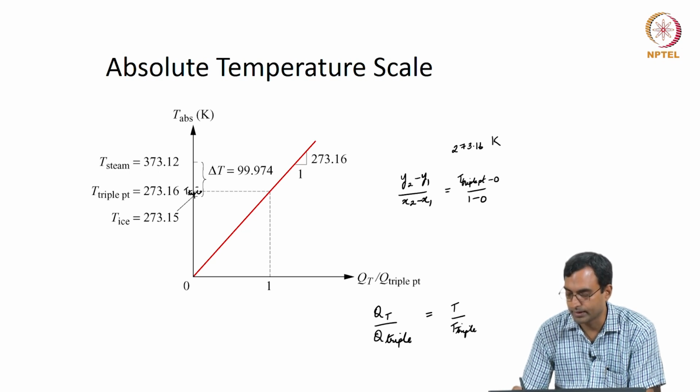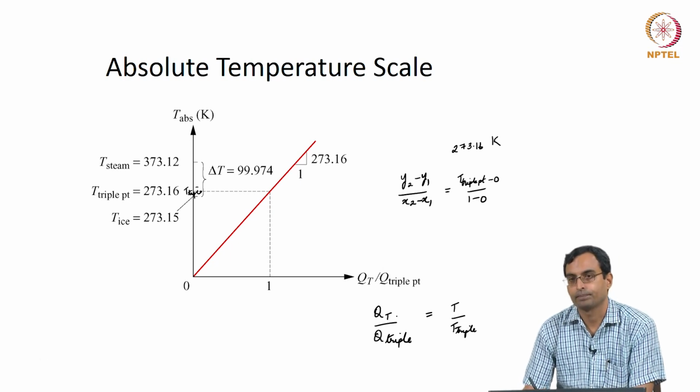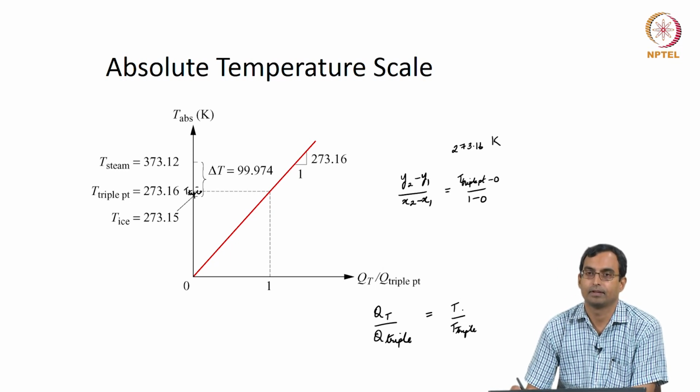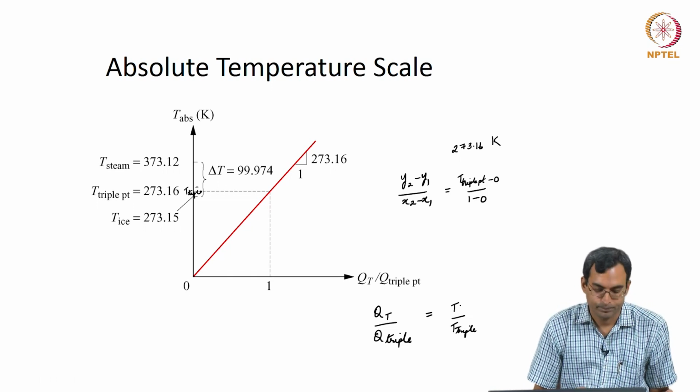This we are calling 273.16. So, if I was to run a Carnot engine, I can measure the amounts of heat transferred and then find out the temperature. So, that is essentially how this scale was come up with.